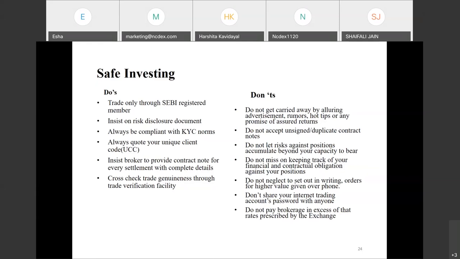You may not get the contract note, you may not get the trade verification facility, no arbitration, no dispute resolution. You may not get all these facilities. If you indulge in dabba trading and incur losses, you will be unable to lodge your complaint on the SCORES website. So these are all do's and don'ts.